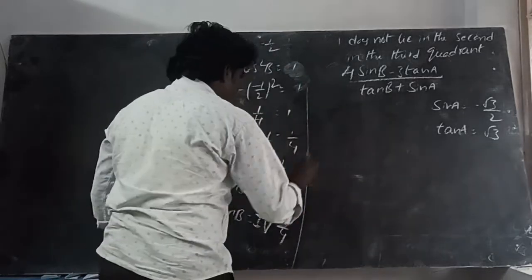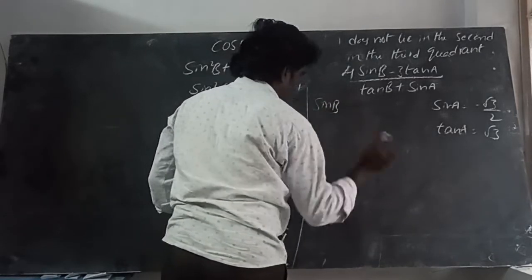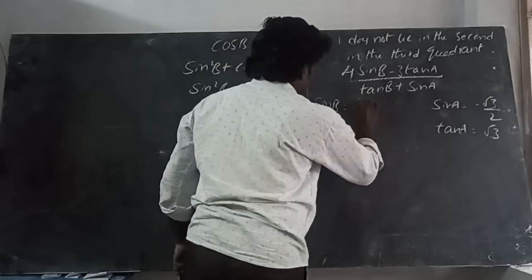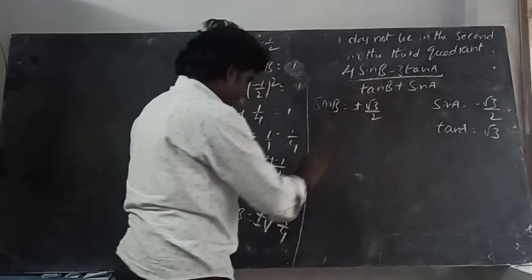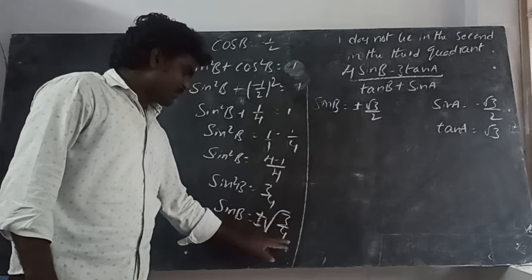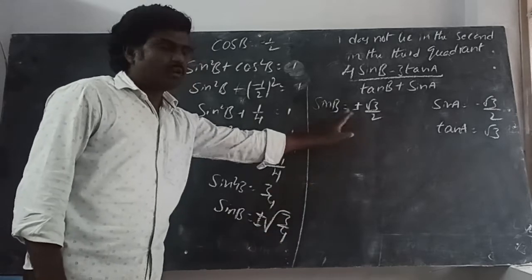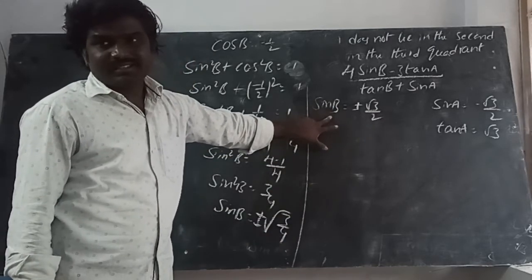So that is here sin B is equal to plus or minus root 3 by 2. Square root of a by b, square root a by square root b. Root 4 value, how much? 2. B is in the second quadrant.